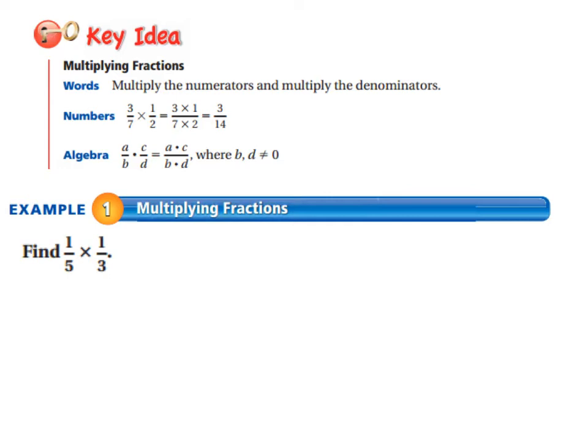Written algebraically, if A over B times C over D is the problem, you're going to multiply A times C and B times D, where B and D, the denominators, cannot equal 0, and that's because you cannot have 0 as a denominator.